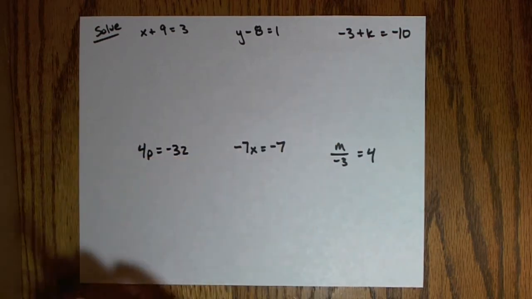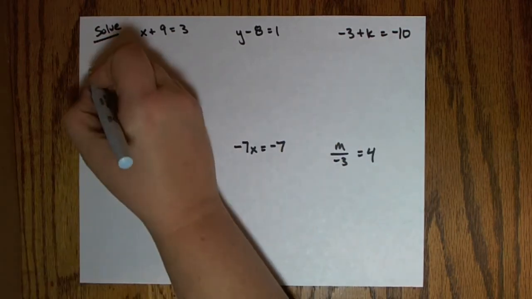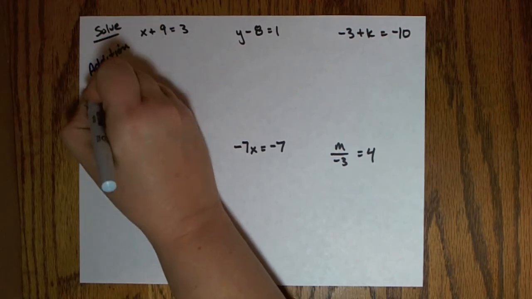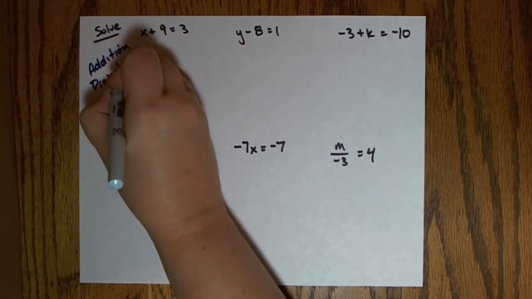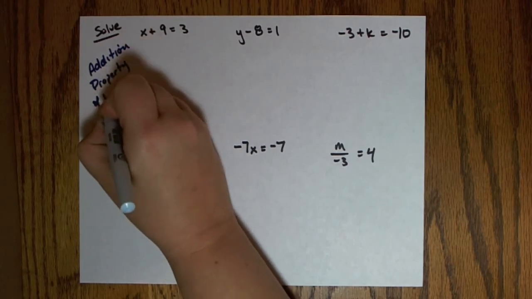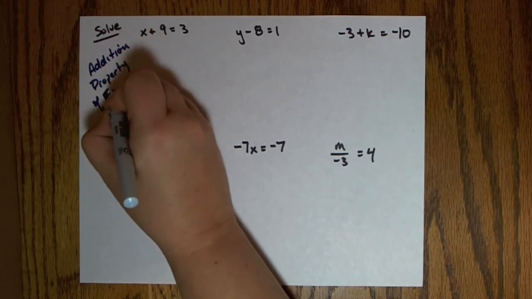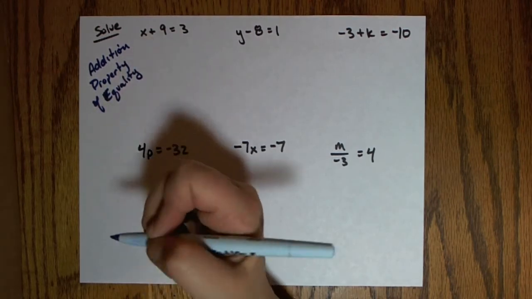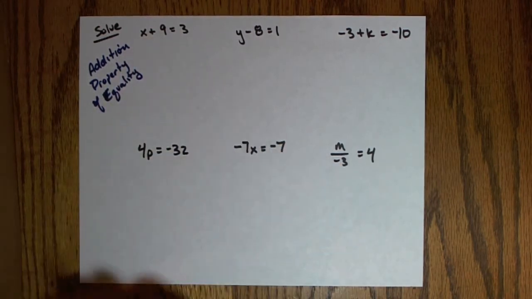And when I'm solving a problem like that, I'm going to be using the addition property of equality. And the addition property of equality allows me to add or subtract the same value from both sides of an equation to yield an equivalent equation.